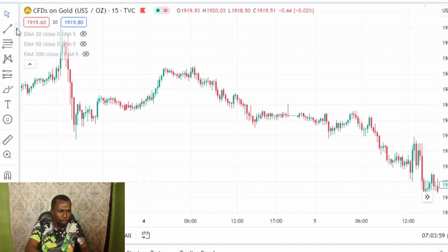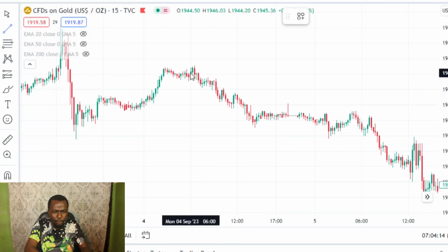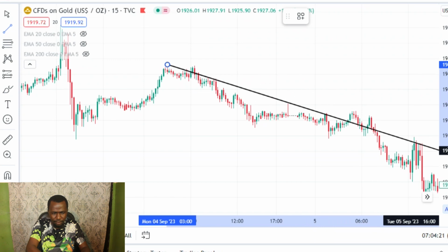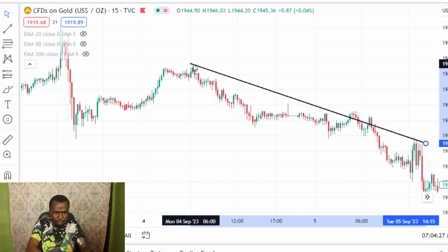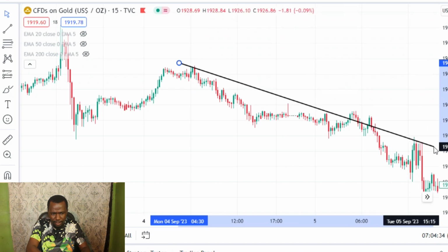You simply go to your tools at the left side of your TradingView. You can plot your tools. You go and search for the trend line. This is a trend line. You pick the trend line. So what do you do? You connect the highs of the trend. So these are the highs of the trend. Connect the highs of the trend.